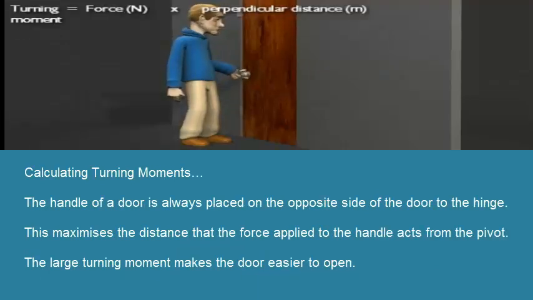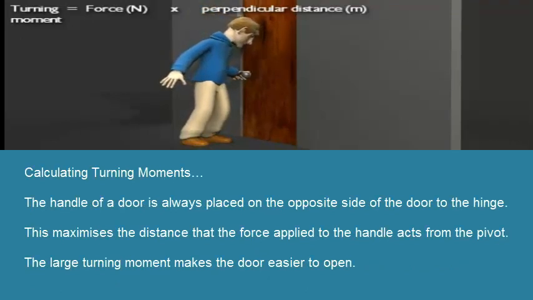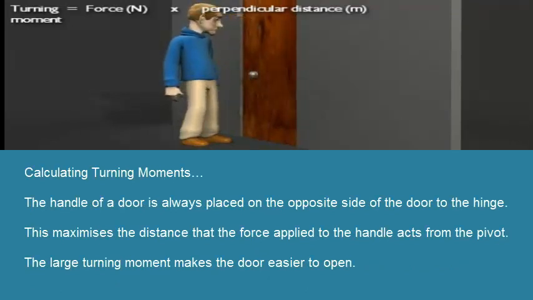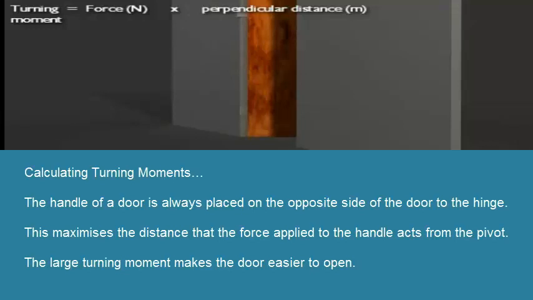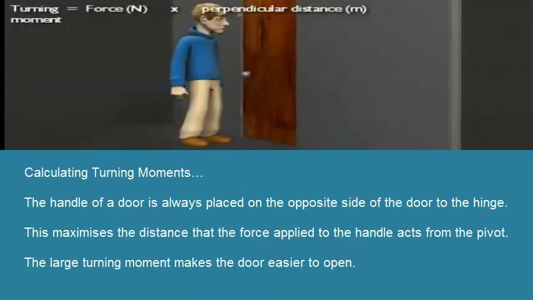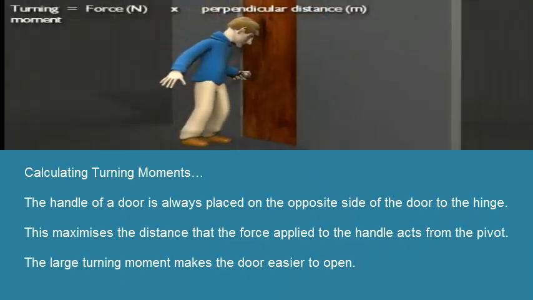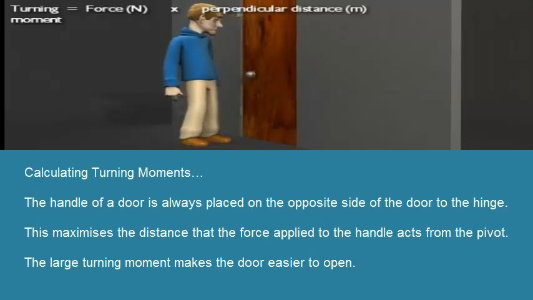The handle of a door is always placed on the opposite side of the door to the hinge. This maximizes the distance that the force applied to the handle acts from the pivot. The large turning moment makes the door easier to open.